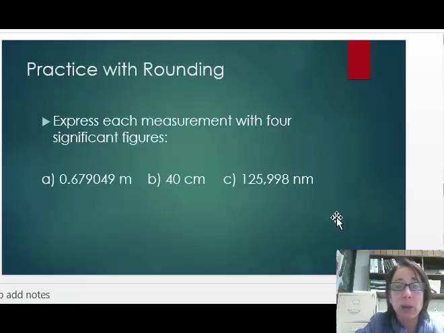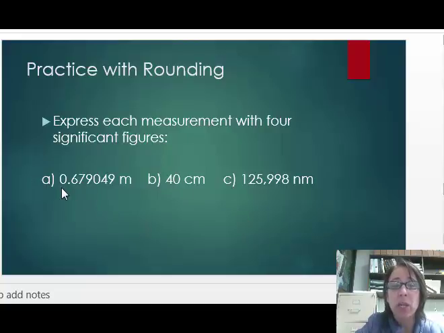Let's look at some examples of values that may be answers to calculations. If the given rule, which we will review soon, requires that the answer has to be expressed with 4 sig figs, you will have to round or add zeros as necessary. Pause the video and express these values with 4 sig figs.